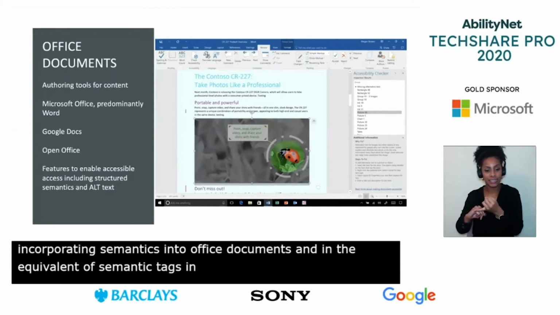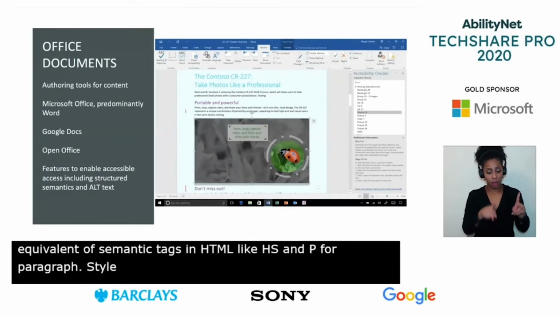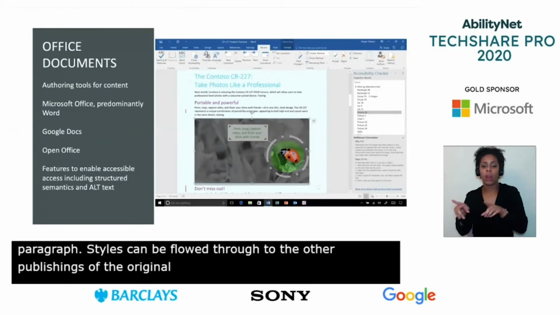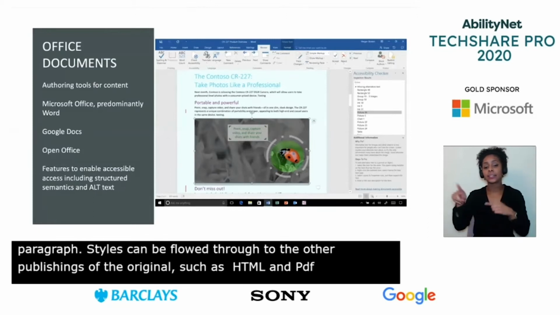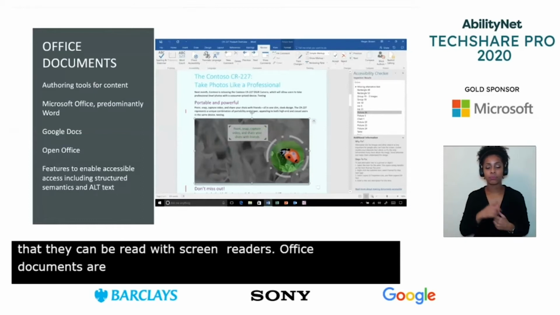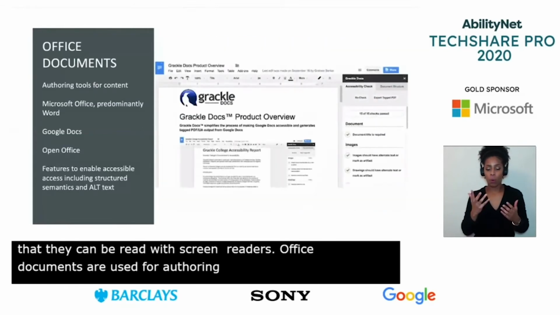When styles are used at the authoring stage, they can be flowed through to other published renditions of the original, such as HTML and PDF, which means that they can be read with screen readers. Office documents are widely used for authoring content, but not always for publishing content.